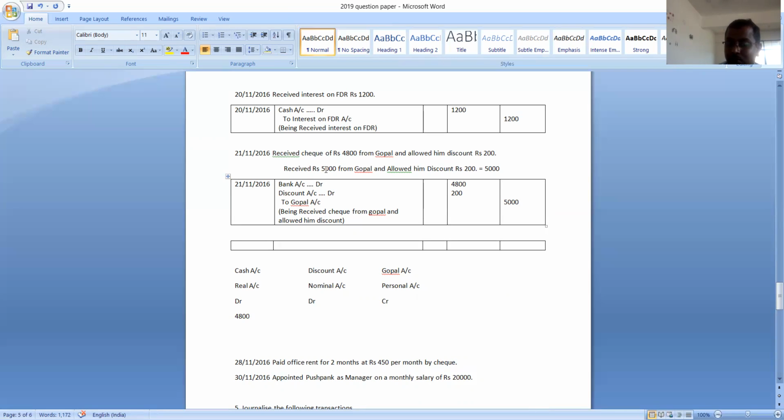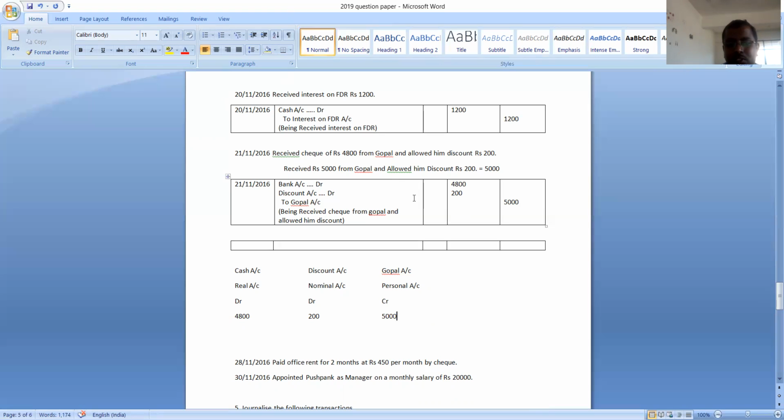That is, we received from Gopal rupees 5,000 and allowed him a discount of rupees 200, meaning we received rupees 5,000 from him and we gave him rupees 200 back as a discount. That is the reason, in cash receipt and cash payment, we usually deduct the discount amount from the value of the transaction. So from 5,000 we deduct 200. We get how much? 4,800. How much discount did we give? 200. Understood? Gopal's account is how much? It is 5,000.